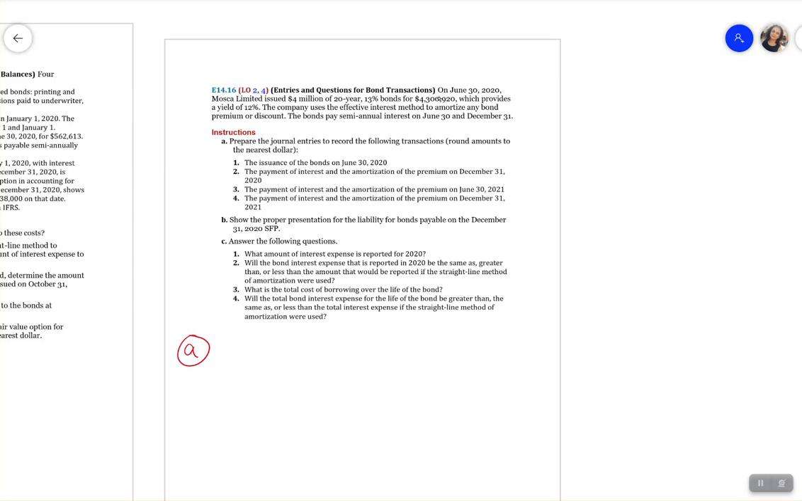So what they're saying is we are recording the issuance of the bond on June 30th. On June 30th, 2020, Mosca Limited issued 4 million of 20-year 13% bonds for 4,390,920. So we issued it. They already told us in the question the present value of the bond. So at the time you issue the bonds on June 30th, 2020, you're going to debit the cash and credit your bonds payable. The bond payable will be recorded at the present value, in this case 4,390,920. So that's the answer to 1.